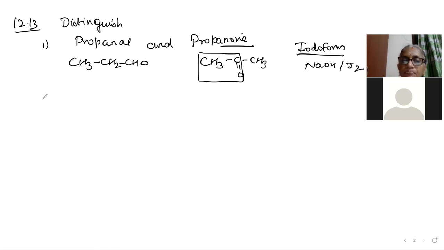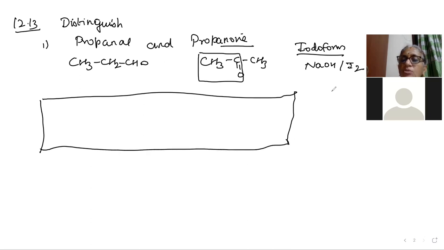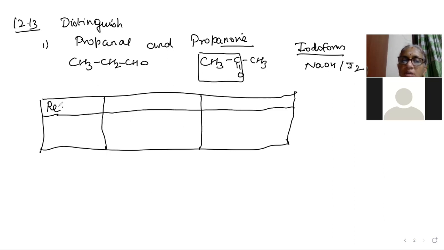It is enough if you write the reagent alone and write the observation in a distinguish question. So this type of question is a definite question in your board exam. So in the first column you write reagent. In the second column you write the first compound to be distinguished, propanal. The last one you write propanone. What reagent do we use? If you use sodium hydroxide and iodine, in brackets you write iodoform test.